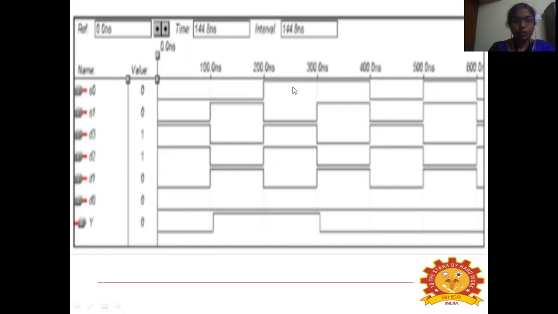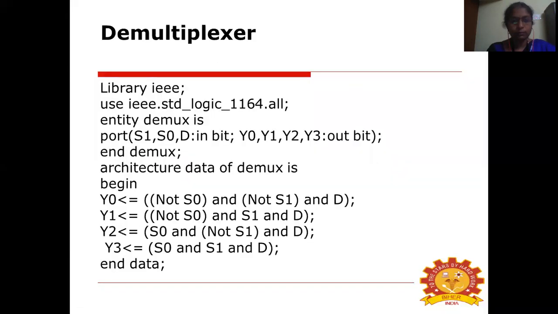When S0 is 1 and S1 is 0, D2 is assigned to Y. D2 is 1. So it is 1. When 300 to 400 nanosecond, S0 is 1 and S1 is 1. Both are 1. So D3 value is 0. So 0 is assigned to Y. So it is again repeated. It is a simple multiplexer.